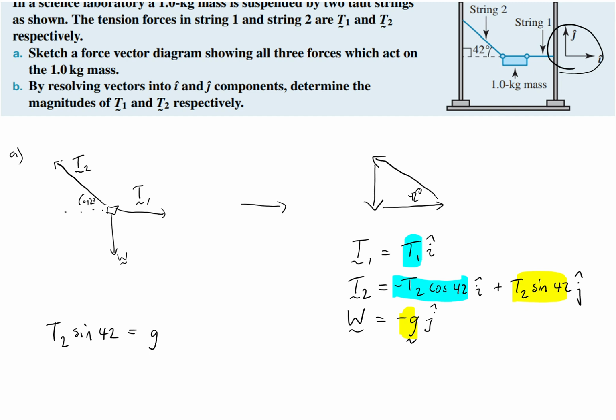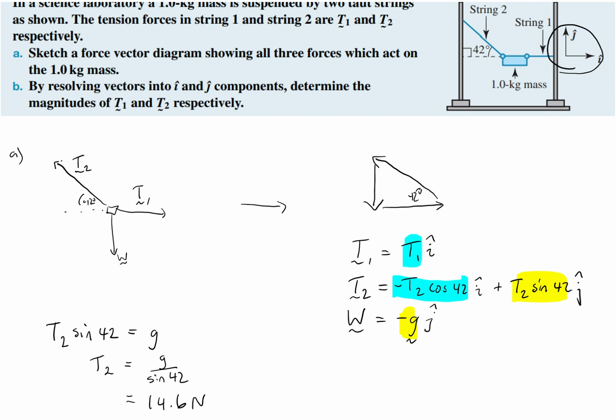Okay, so if we divide both sides by sine 42, we will get the magnitude, the vertical component of the second row. And g in this case is negative 9.8, or just 9.8, because we're after the magnitude of it anyway. So when you put 9.8 over sine 42 into the calculator, it's 14.6 newtons.